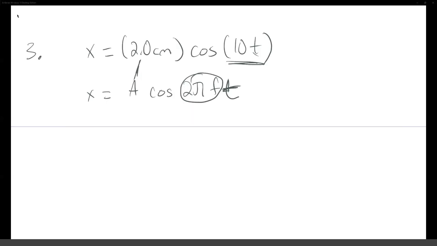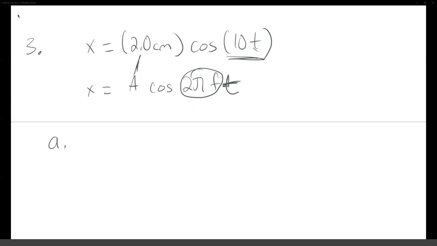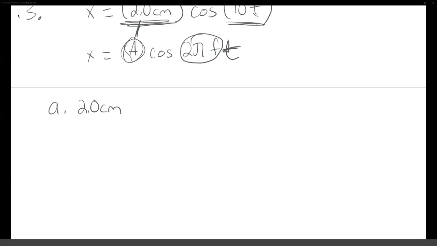So let's do A. It asks for the amplitude. Well, that one I think is pretty easy because this A means amplitude, and in this problem it's filled in already. So I think the amplitude must be 2 centimeters. Right, so that one's a gimme. Let's see, B, the period.